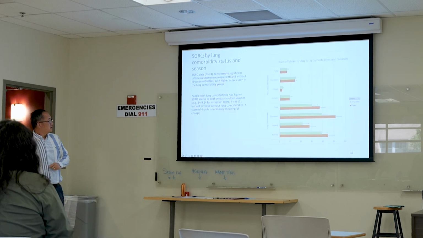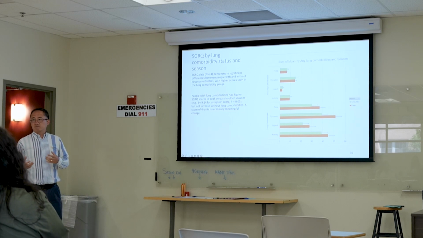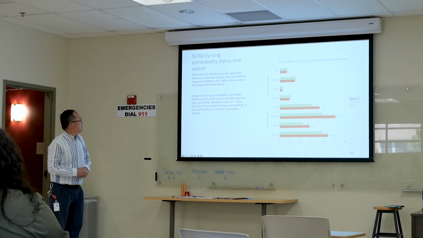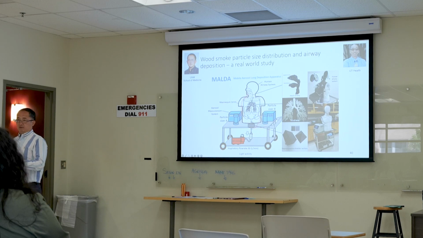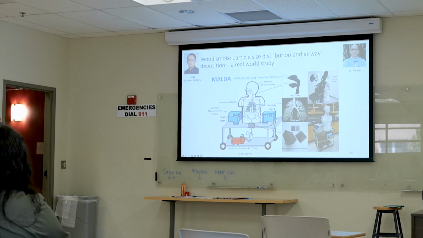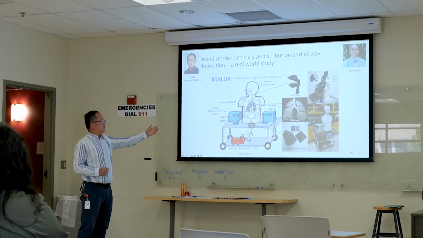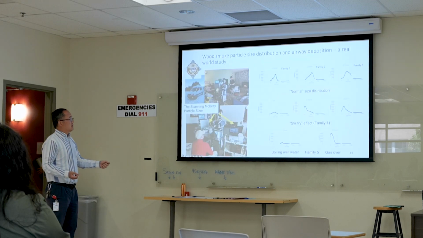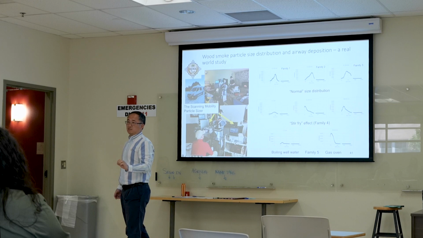Okay, we do find that people with lung comorbidity tend to have more symptoms during the winter peak versus the shoulder season. Next slide, please. Okay, so we really like to figure out what size of particle is still released. So we did this study. We take this machine, called Malta, into different households that burn wood for winter heating.